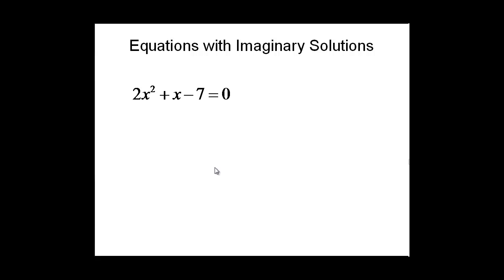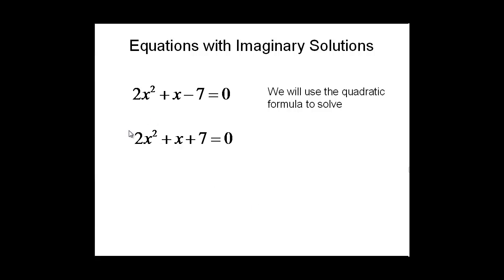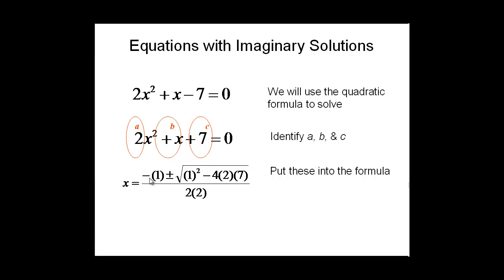Now, imaginary solutions. Sometimes you can get equations that will come out to have imaginary solutions. You can solve them by quadratic formula or completing the square. Those are the main two ways to do it. I'm going to use quadratic formula in this case. We identify our A, B, C. A is 2, B is 1, and C is 7. So we plug those in, and it's minus 1, because that's our B, plus or minus the square root of B squared minus 4 times A, which is 2, times C, which is 7, over 2 times A, which is 2.